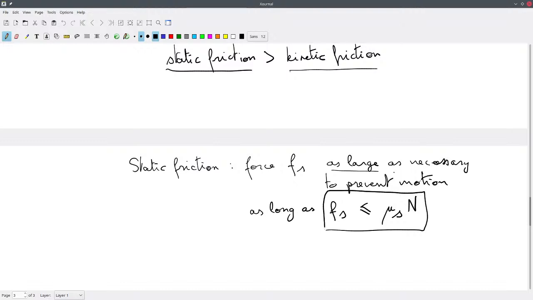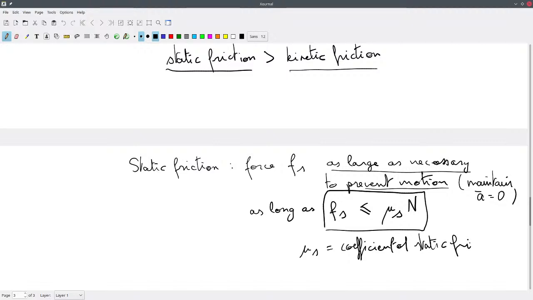It is as large as necessary to prevent motion, so to maintain a equal to 0, zero acceleration, but it is going to be at most as large as mu s times n, where mu s is the coefficient of static friction, and n is of course the normal force.